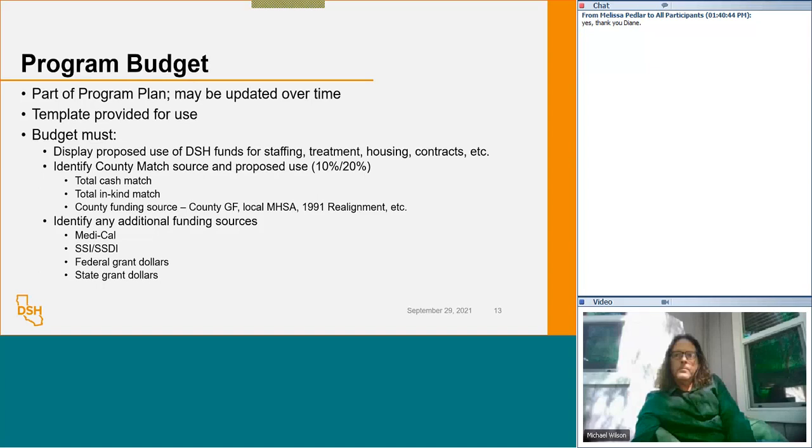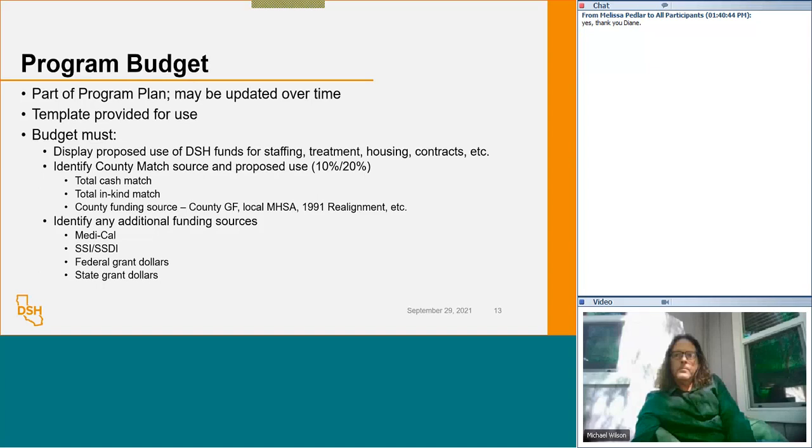The purpose of that budget is to reflect your best estimate of what the full cost of your program is going to be. It should identify where you will be using DSH funding to support your program. It needs to identify what form your county match requirement will be made in and how those funds will be used, and then identifying and estimating any other funding sources that you will be using to support the program.